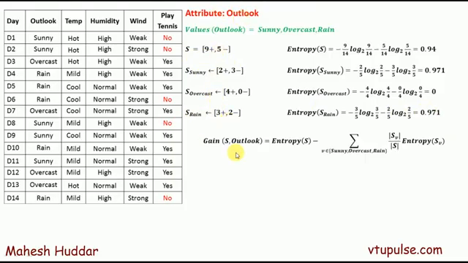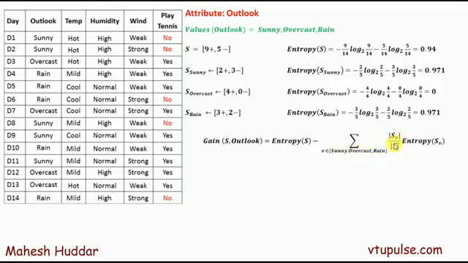Now we need to calculate the gain. The gain formula is gain of outlook given this particular data set S, which is equivalent to the entropy of the whole data set, that is entropy of S, minus the summation of cardinality of SV divided by cardinality of S, where SV is nothing but the subsets for the possible values: sunny, overcast and rain. First time it is sunny, second time overcast, third time rain.